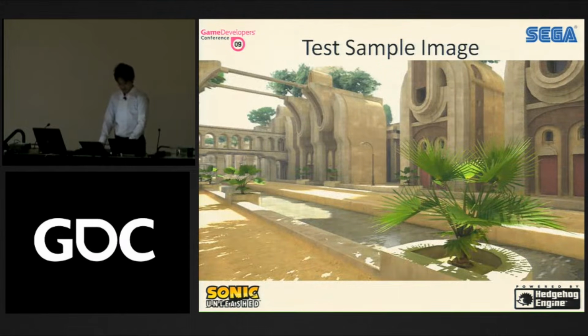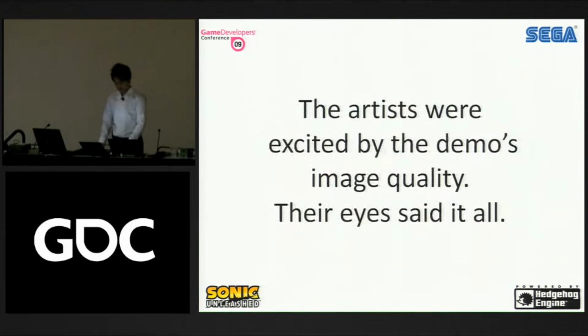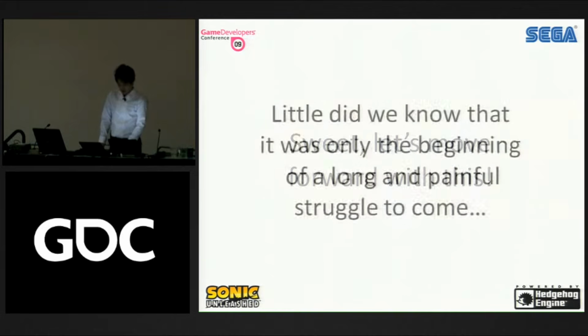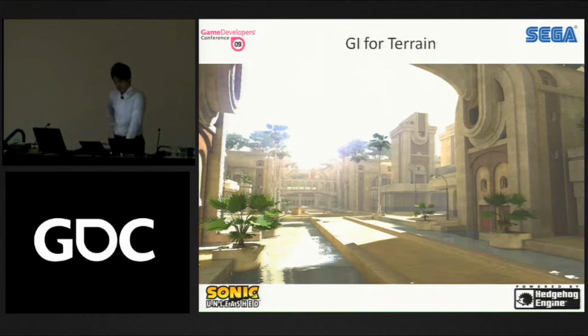So the concave areas are really dark, as they should be. And you could see the light that passes through the leaf is a little green. So I thought, well, that was pretty good. I noticed that the artists were very excited after they saw the demonstration as well. Great, so let's move with this. That's how I felt after looking at the results of the test. However, we had no idea that we were going to have a long and painful struggle in front of us.